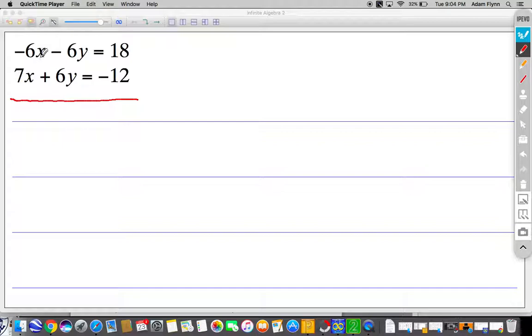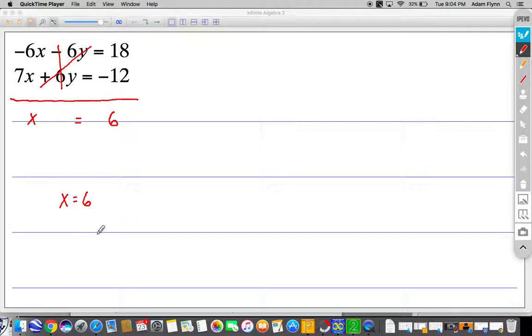So when I do that, I've got negative 6x plus 7x, which I know is just x. Negative 6y plus 6y cancels out. And 18 minus 12 is going to be 6. So right down here, I'll write x equals 6.